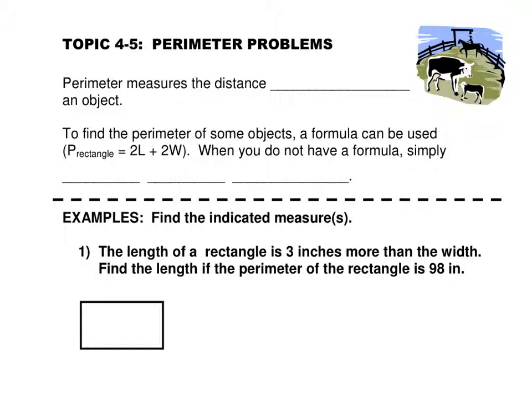some of these notes. The perimeter measures the distance around an object. So write that down. Perimeter measures the distance around an object. To find the perimeter of some objects, a formula can be used, such as the rectangle perimeter formula. When you do not have a formula, you have to simply add all sides. So if you don't have a formula, you add all the sides together. All right, so let's start with example 1.